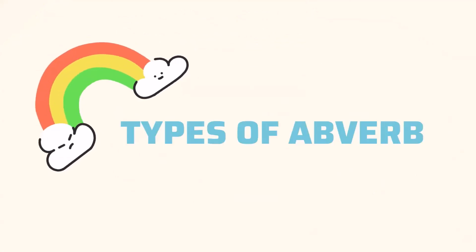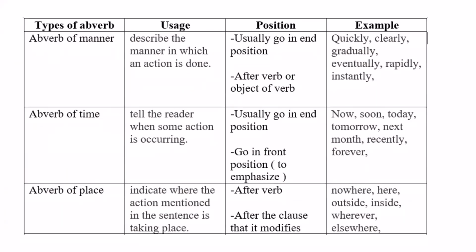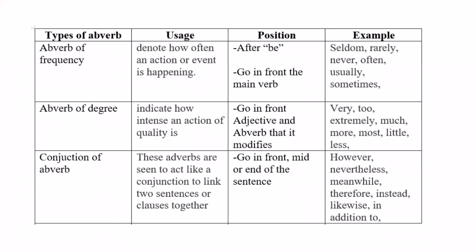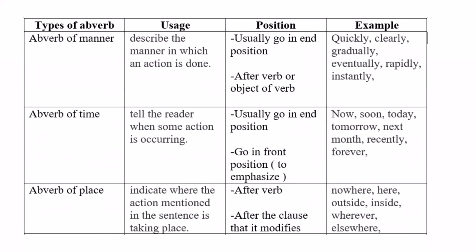Sau đây chúng mình sẽ nói về một số loại trạng từ. Ở bảng dưới đây chúng mình có 6 loại trạng từ chính. Đó chính là trạng từ chỉ cách thức, thời gian, nơi chốn, tần suất, mức độ và trạng từ liên kết. Trạng từ chỉ cách thức là những trạng từ mô tả một hành động được thực hiện như thế nào. Thứ hai là trạng từ chỉ thời gian, được sử dụng để cho người đọc biết khi nào một hành động nào đó đang xảy ra.